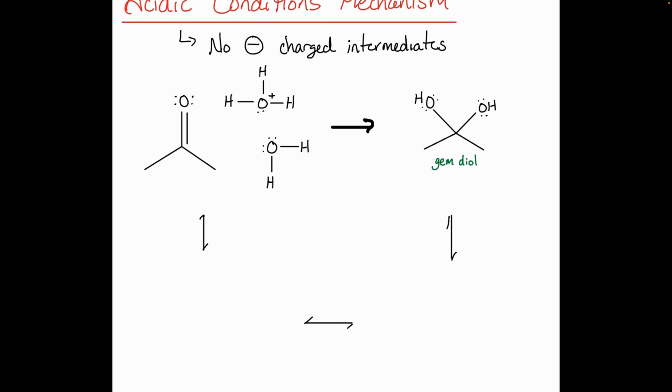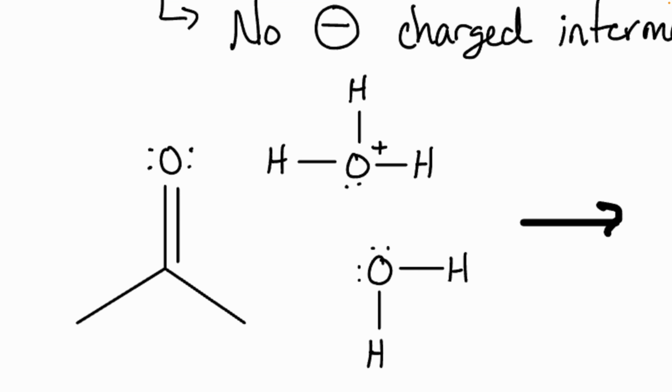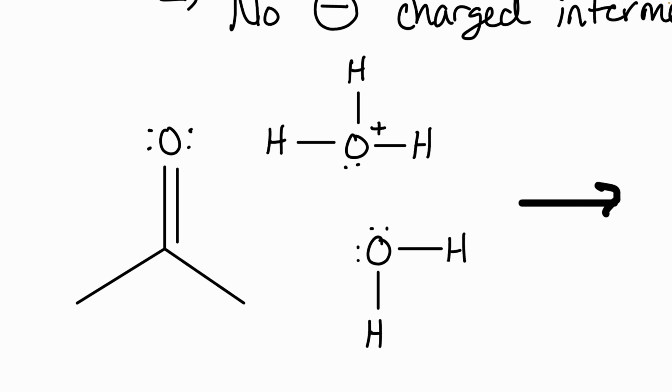Okay, so let me show you what's going to happen here. In our basic mechanism, we did nucleophilic attack first, but if you did that this time, you would see that wouldn't work because you would get that negatively charged intermediate. So the first thing we're going to have to do is protonate our ketone. My acid's going to be my electrophile. My oxygen's going to be my nucleophile.